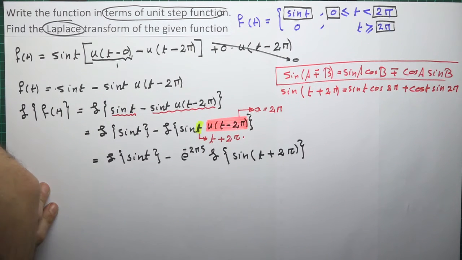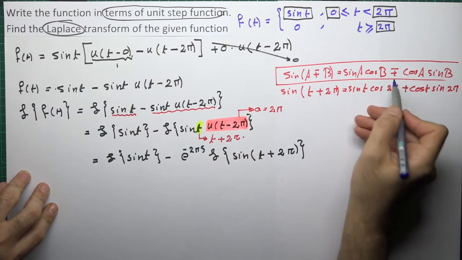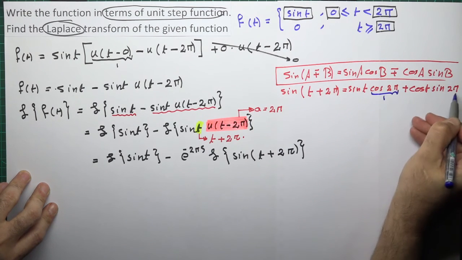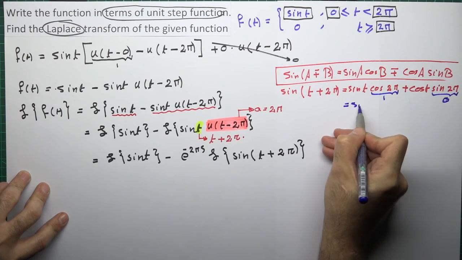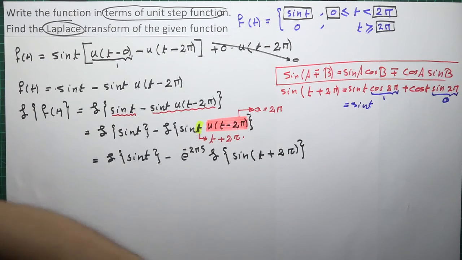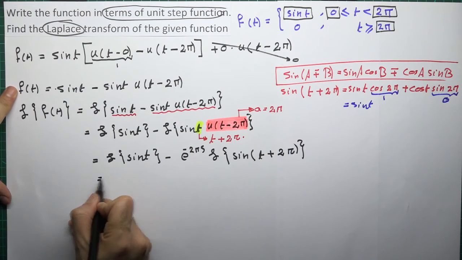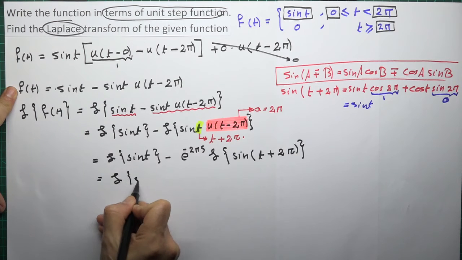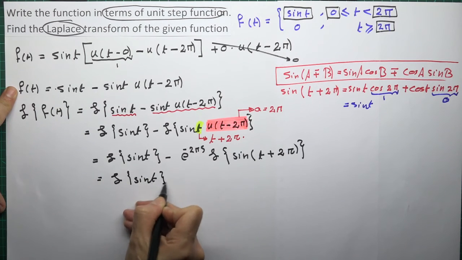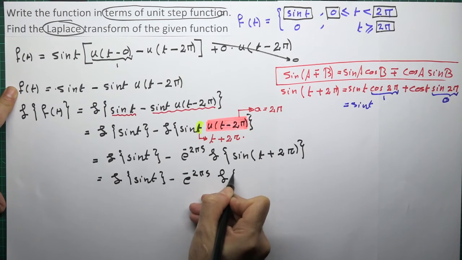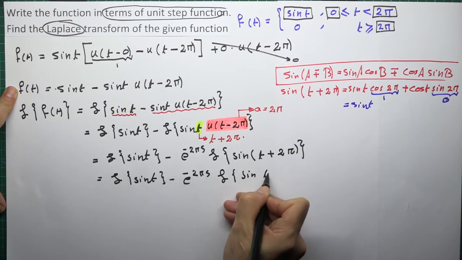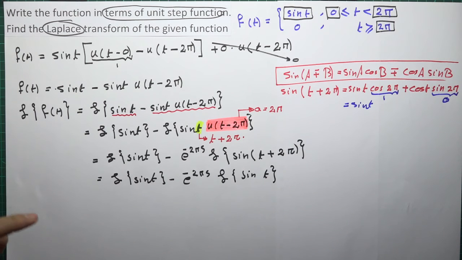وهنا يا أصدقاء أقول بأن this is 1, this is 0، هدول أعداد. إذن we are left with what? With only sine of t. So this is sine of t. طبعا في ناس حافظين مباشرة إنه sine of t plus 2 pi equals sine of t. So what we have now Laplace of sine of t then e to the minus 2 pi s multiplied بلابلاس of sine of t.